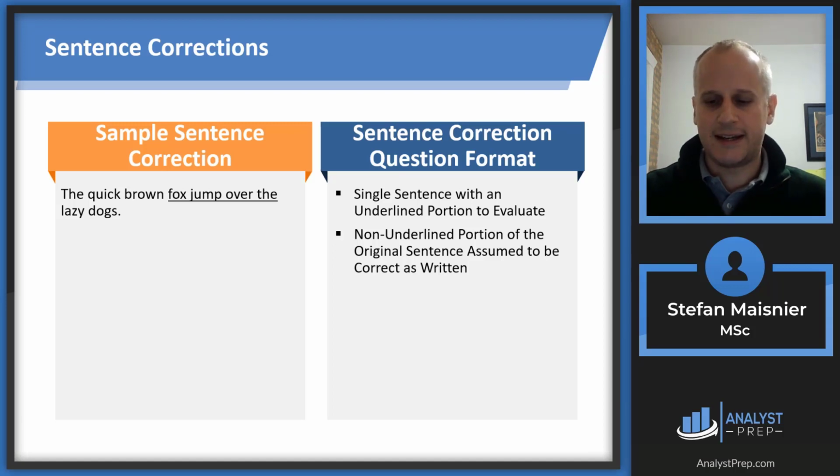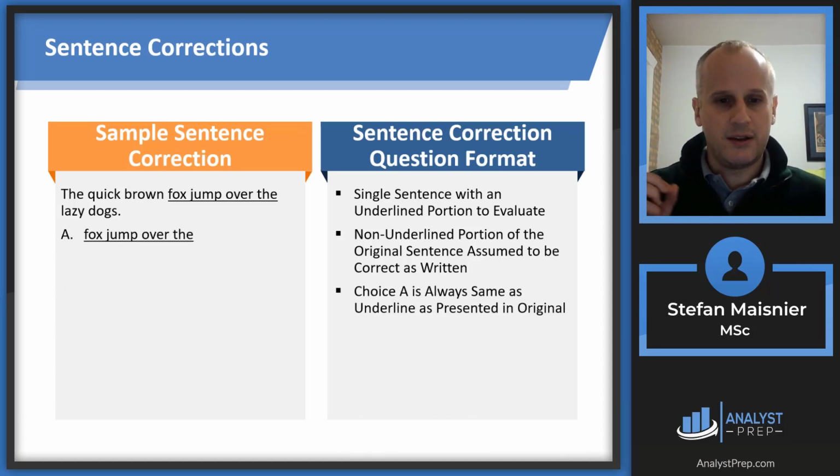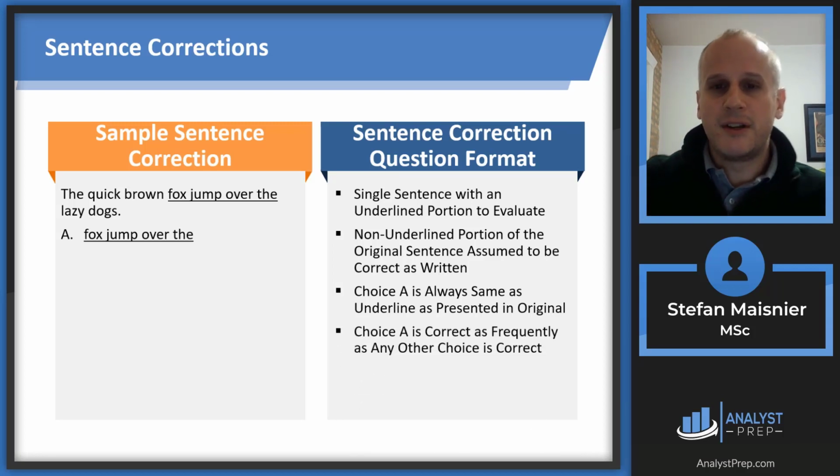Now, the first choice, A, is always going to be the exact same as the underlined section was presented in the original. And choice A is going to be correct as frequently as any other choice is correct. So you want to just assume that A could be the right answer.